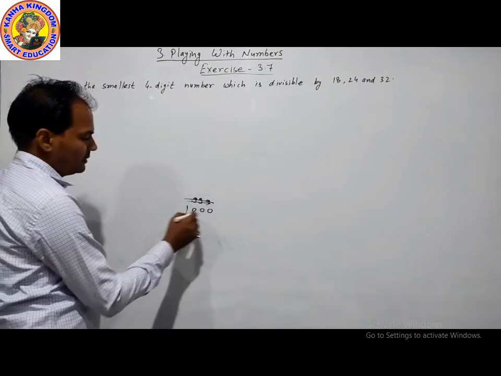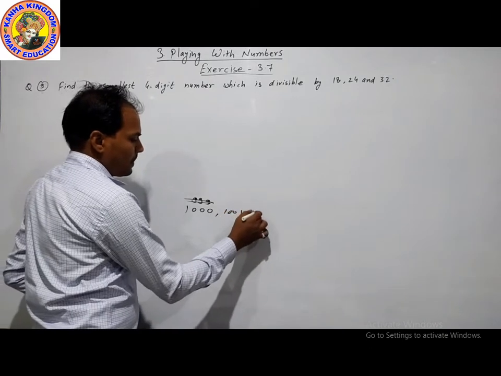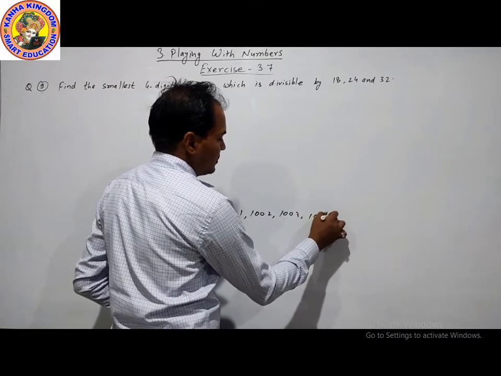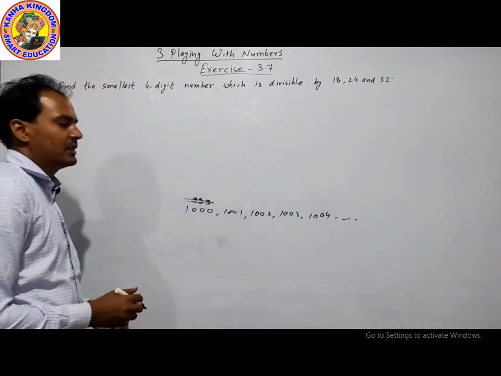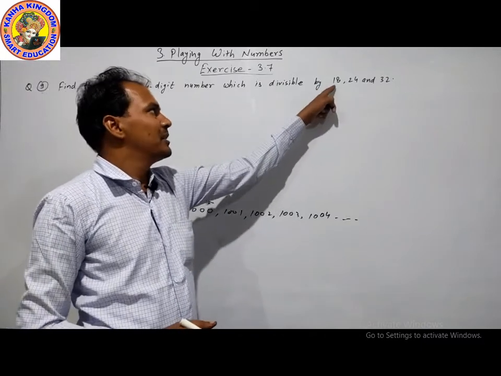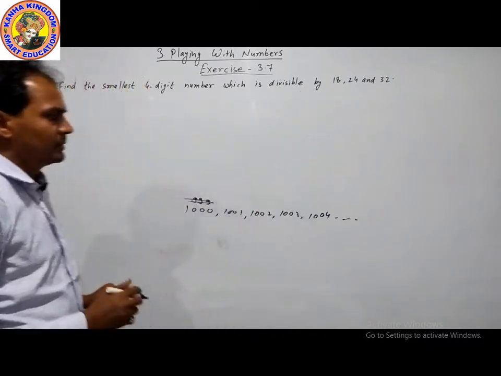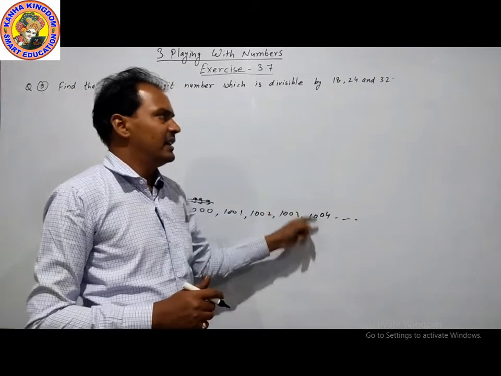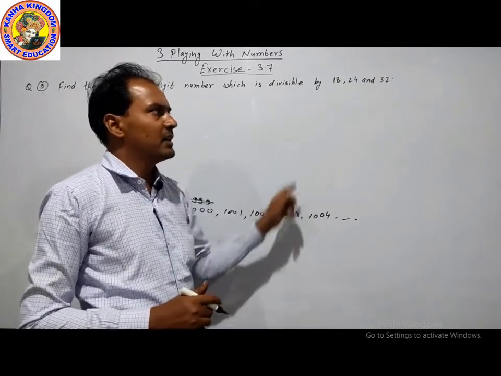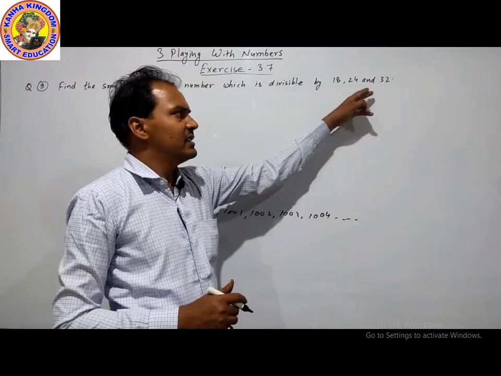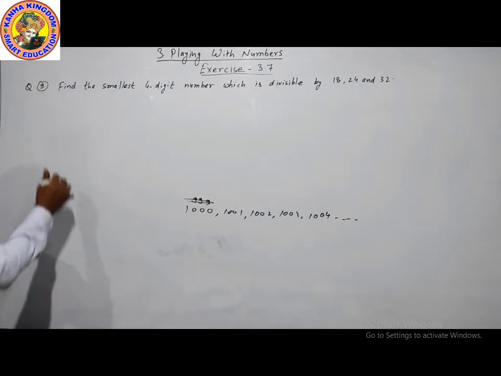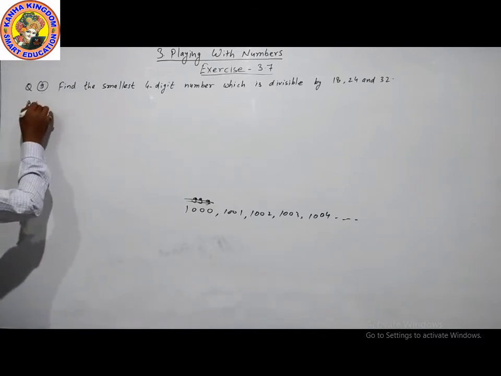A number such as 1001, 1002, 1003, 1004, these are 4-digit numbers, but we need the one which is divisible by 18, 24 and 32. We could try dividing by 18, by 24, by 32. So we will take the LCM and try dividing the smallest 4-digit number by this LCM. First of all, we will find the LCM of these numbers.